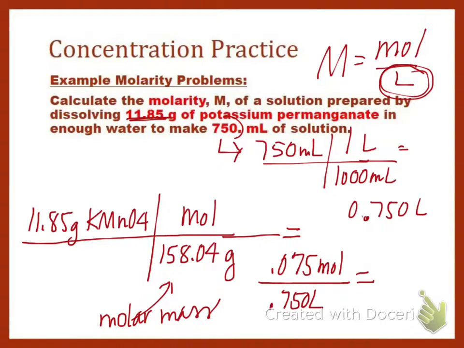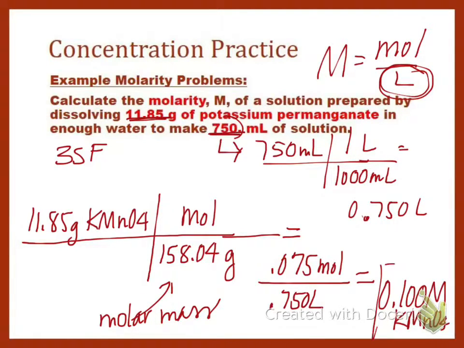This one has 4, this one has 3, so I need 3 significant figures for my answer. So I'm going to get 0.100 molar KMnO4. So that's how you do that. That's how you do it if you have it straight out, like, this is what I need to do, I'm going to put that in there, and it's going to tell me.